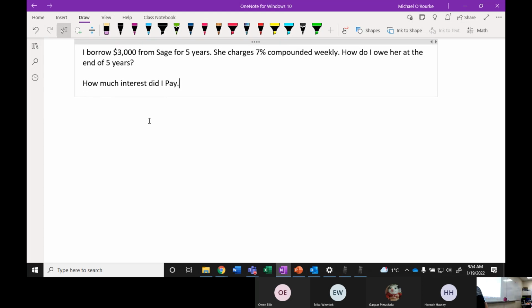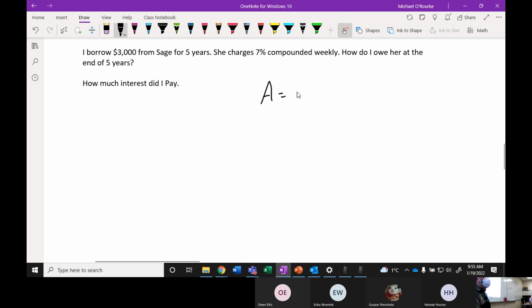Is it the same formula? Same formula, but it works the same way. As in, I'm making money at an interest rate. If you think about it in Sage's way, she's making money, right? But I'm paying her. It's still the same formula, but it's money going the opposite way now. I'm going to owe her money. Just put the negative in your head that you're going to pay. So what I would do here, write down my formula, then figure out what all my variables are.